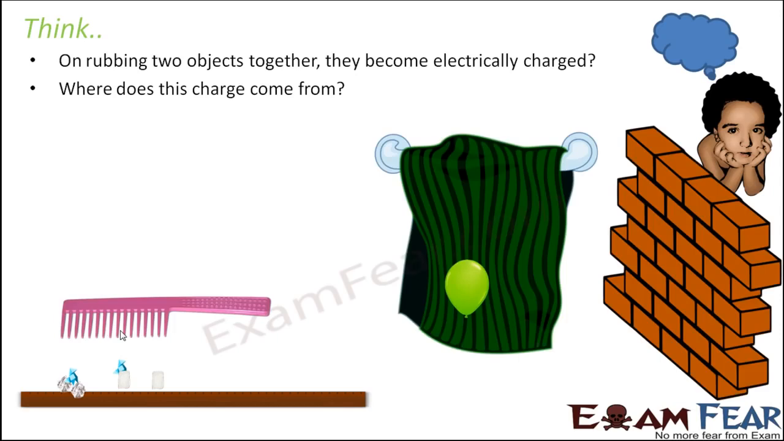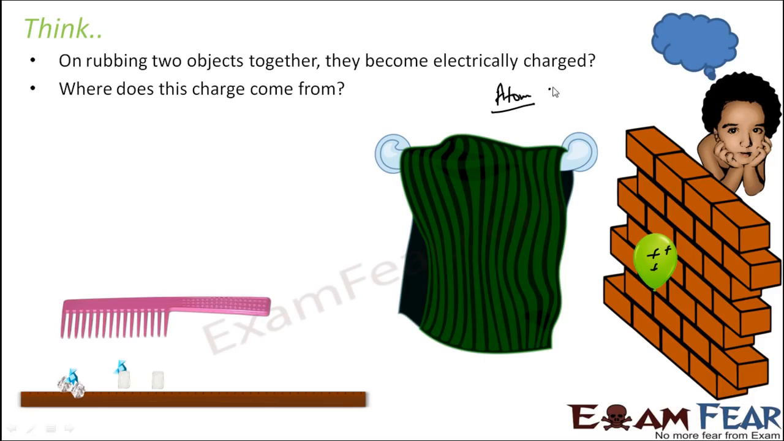If you take this towel and a balloon and rub the balloon, the balloon will get charged. Then if you try to stick this balloon to a wall, you will see that the balloon won't fall down because it has got some charge. The question is, where does this charge come from? Because if we assume that the smallest building block is the atom and an atom is neutral, when I'm rubbing it, from where is it getting charged?